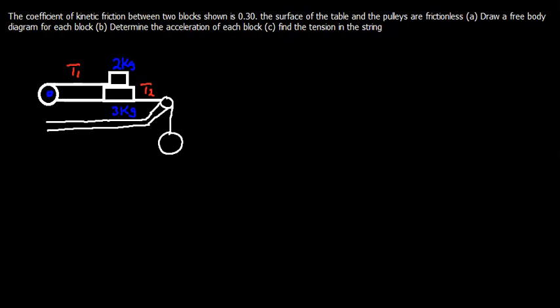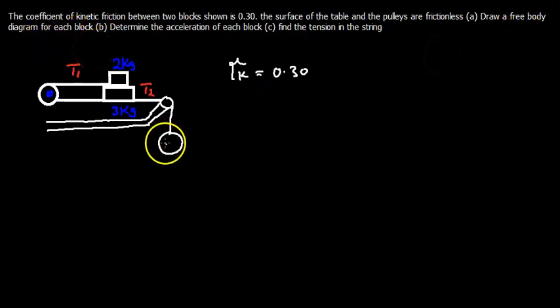Let's assume we're given this kind of problem which says the coefficient of kinetic friction between two blocks, which is shown in this image. We have 2 kg on top, and beneath here we have 3 kg. And we're given mu k to be 0.30. And the surface of the table and the pulleys are frictionless. The first question asks us to draw a free body diagram for each of the blocks.